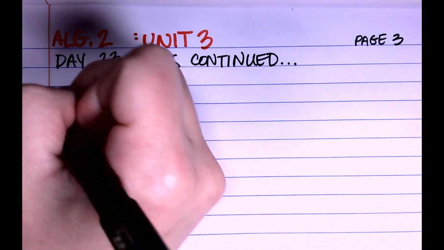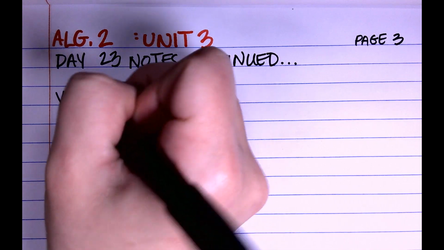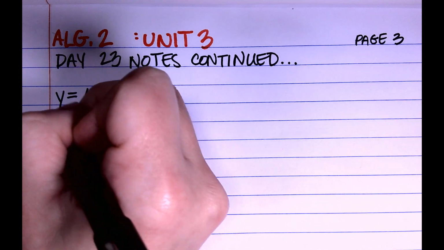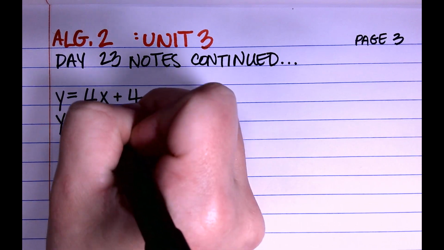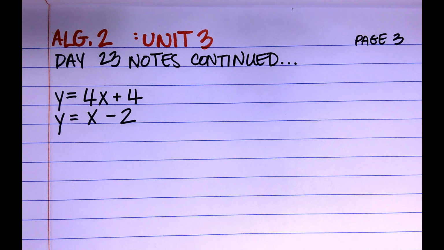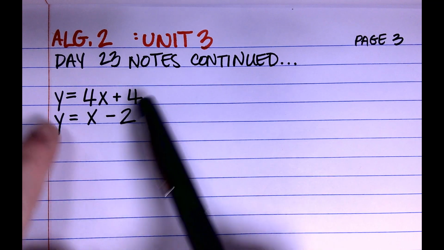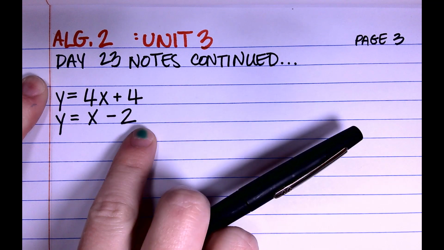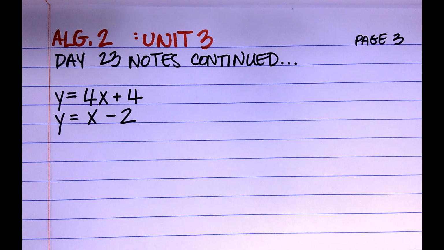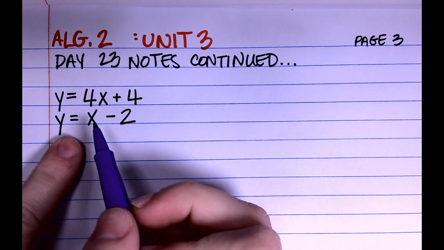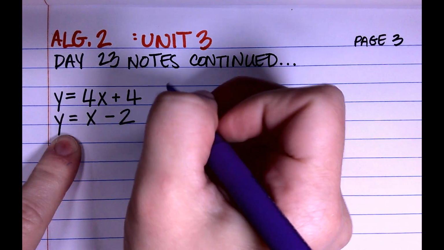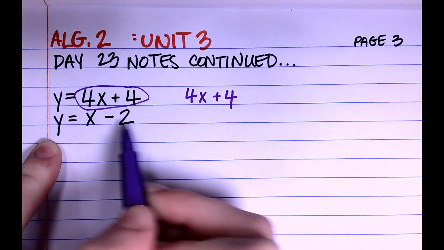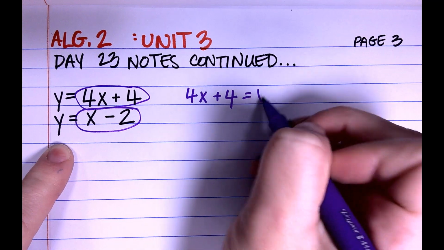Let's do y equals 4x plus 4 and y equals x minus 2. So Amber asked, when you're replacing your y value with one of the other sides of the equations, does it matter which one gets written first? And the answer to that is no, it does not matter. I could do 4x plus 4 using this here and this equals x minus 2.